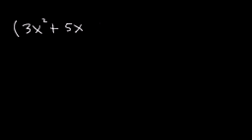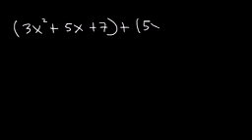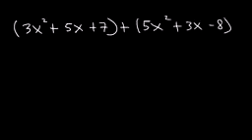Now let's talk about simplifying algebraic expressions. Let's say you have 3x squared plus 5x plus 7, and you wish to add it to 5x squared plus 3x minus 8. So how can you do so? Here we're adding polynomials. A polynomial is simply an expression with many terms.